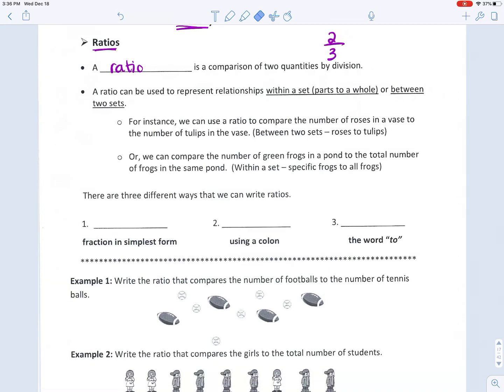All right, next bullet point. It says a ratio can be used to represent relationships within a set, so parts to a whole, or between two sets. Okay, so for instance, we can use a ratio to compare the number of roses in a vase to the number of tulips in the vase. We call this a part-to-part ratio, because we are comparing a part of the total flowers, which is the number of roses, to the number of tulips, which is another part of the total flowers. So we call it a part-to-part because we're not comparing the total number of flowers to these numbers here.